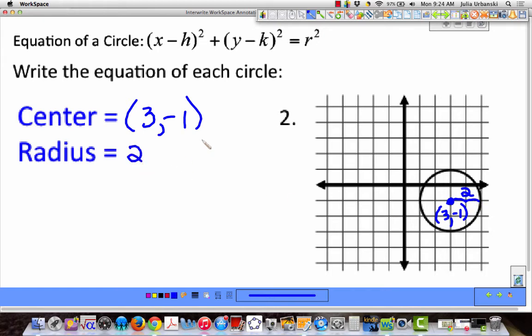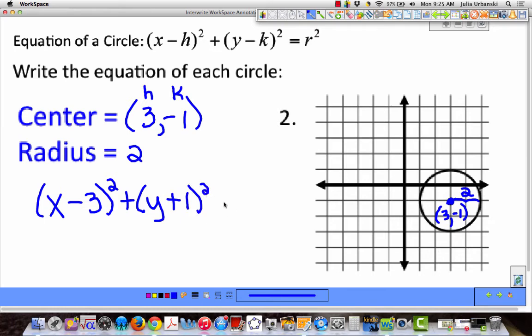When you make the equation, all we do is plug in the h and the k, and just remember that the sign goes opposite. So it's going to be x minus h. Well, instead of 3, we're going to put minus 3 and square it. And for the y's, we're going to put y plus 1. You go with the opposite sign there.